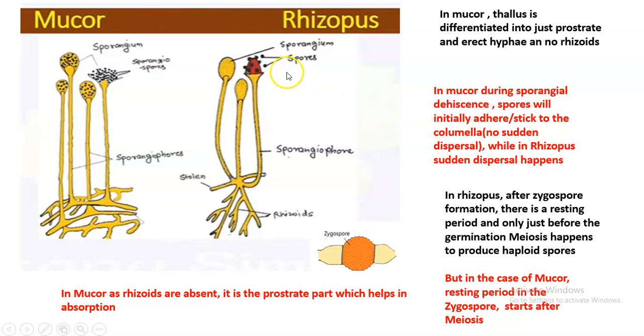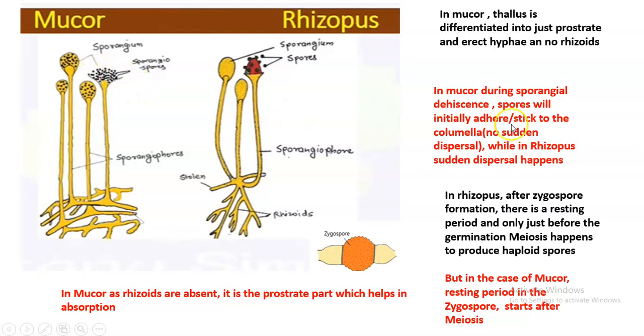And one more last difference if you want to write, in the case of dehiscence: after asexual reproduction you will see that there is a sporangial formation at the tip in the case of Rhizopus and in the case of MUCOR. But during the dehiscence of the sporangial wall, in the case of Rhizopus, initially all spores will be carried away by the wind, but in the case of MUCOR it is something like sticky. It will be sticking at the tip of this particular columella. There is one structure called columella. We will see that it will be sticking to this columella, and slowly the wind will be carrying these spores.